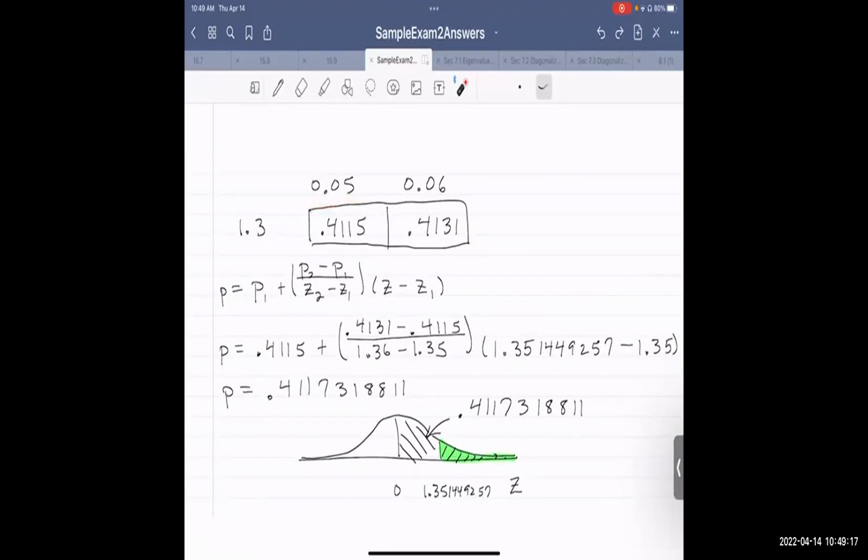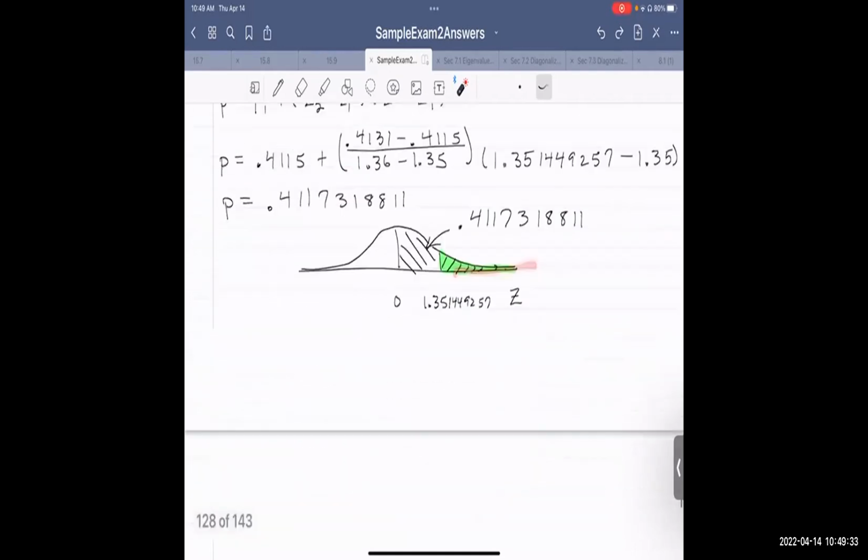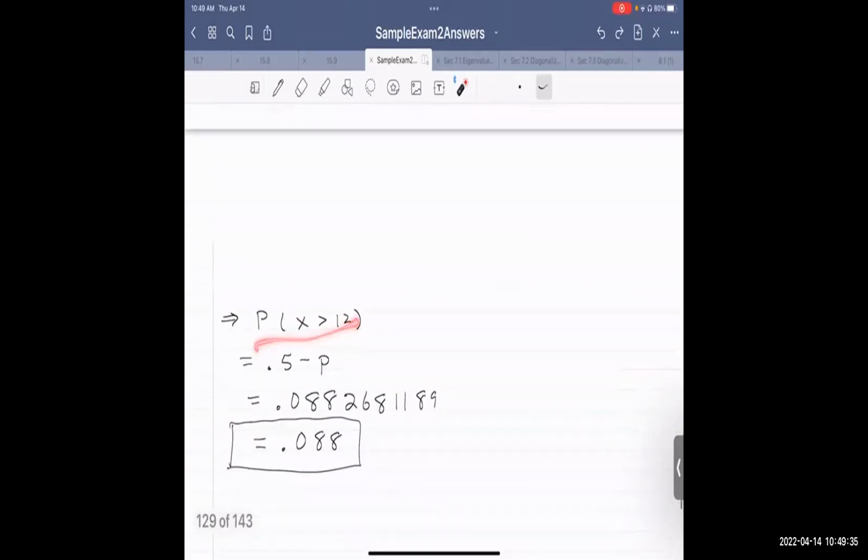And so I get 0.41173118811. Subtract that from 0.5 to get what we want. And so I get 0.08826811189, rounded to the nearest thousandths, I get 0.088.